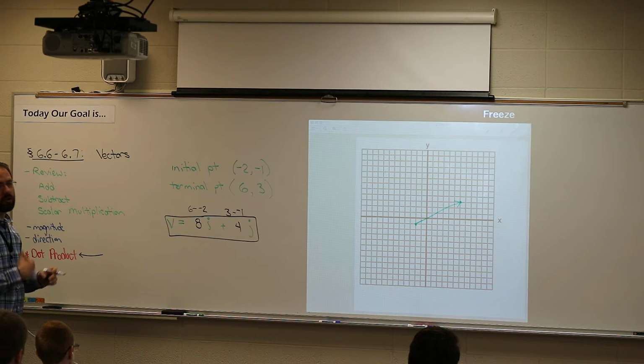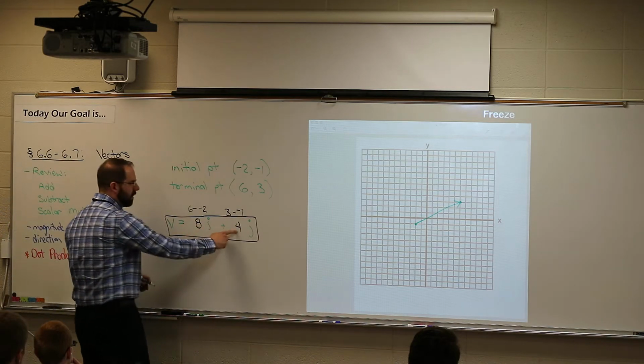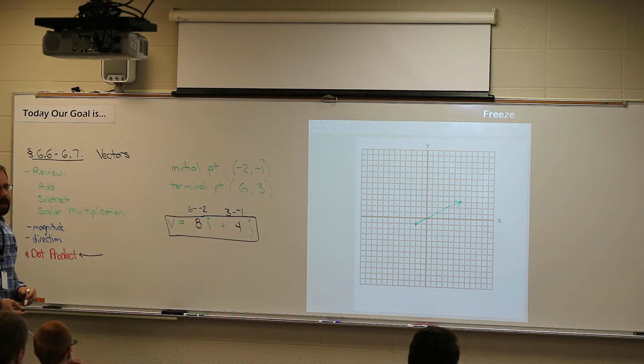So if I were to draw this in a different location, all I need to realize is I'm going 8 to the right, up 4. It's positive 8 to the right, positive 4 going up. So I can put this vector wherever I want. That's why we come up with the i and j components, because it tells me the horizontal and the vertical, wherever you want to draw. So it'll be parallel to that one.